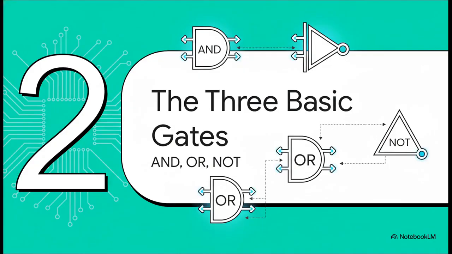Well, it all boils down to 3 basic tools, or logic gates, that you absolutely have to know for your exam. Think of them as your Lego bricks. You've got AND, OR, and NOT. Let's look at each one.